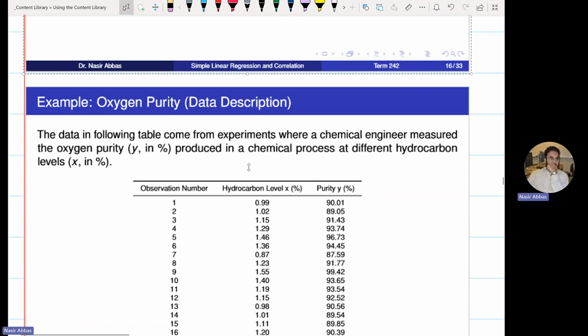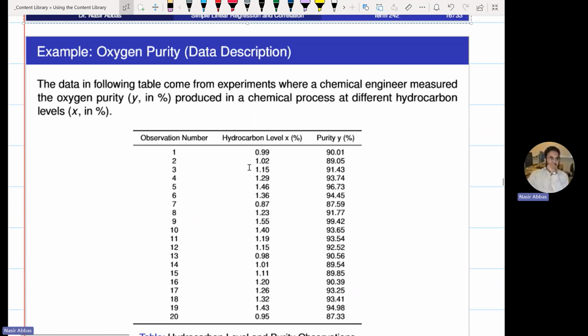Now let us move on towards the example, the all important example. This is an example where the data comes from an experiment where the chemical engineer measured the purity of oxygen, which is Y, produced in a chemical process at different hydrocarbon levels. I have no idea about the relationship. The chemical engineers can explain the nature of the relationship going on.